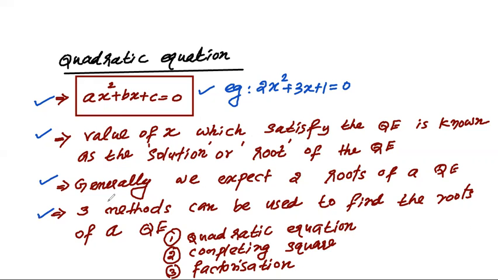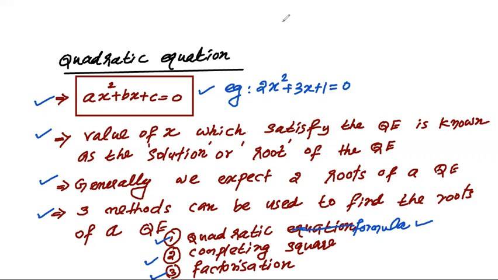Now, to find these roots, we can use three methods. The first method is the quadratic formula method. This is the most common method that you can use to find the roots of a quadratic equation. Second is the completing the square method. Third is the factorization method. If no method is mentioned in the question, we can always use the quadratic formula to find the roots.